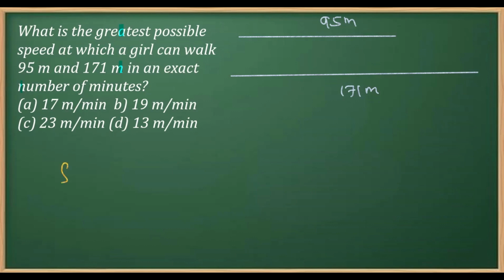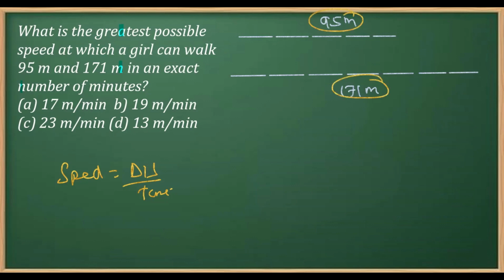So you know that the speed is what? Distance traveled per unit time, and the unit time is the minute. So what you can see from here is that whatever distance is covered per minute should be an exact divisor of 95, and similarly it should be an exact divisor of the other number, which is 171. So clearly we are going to find the HCF of these two.